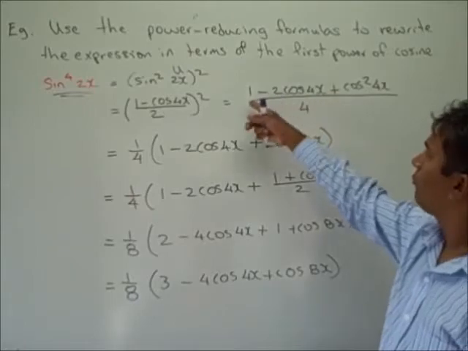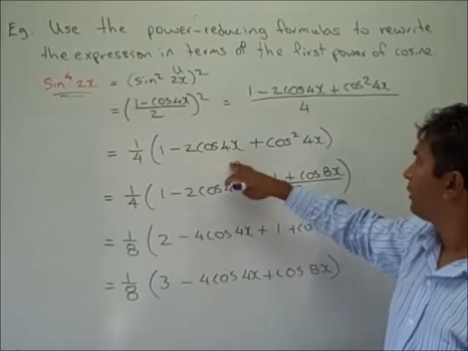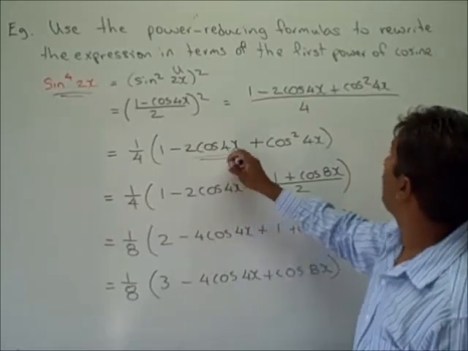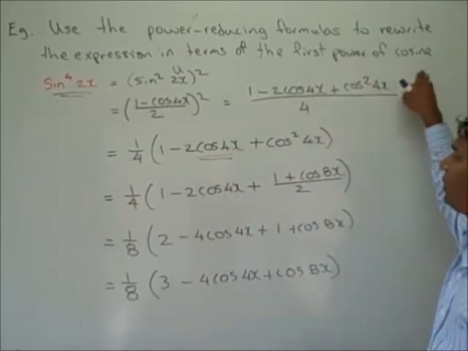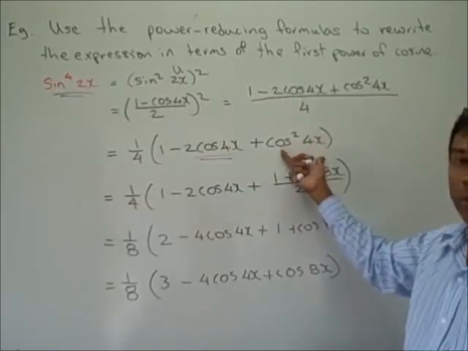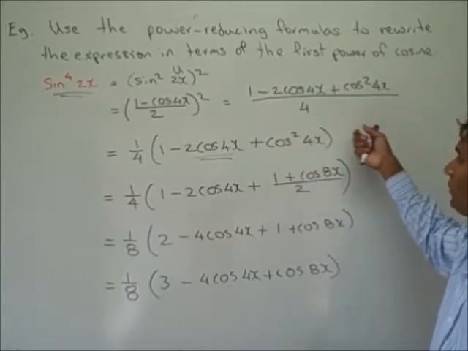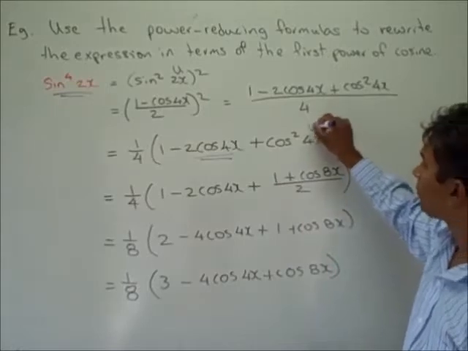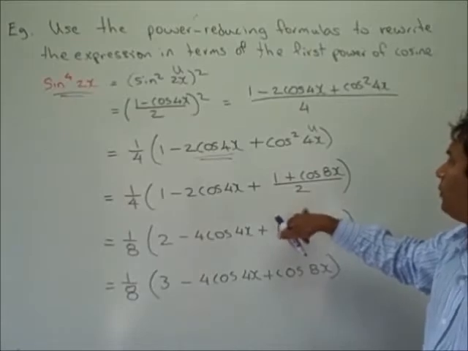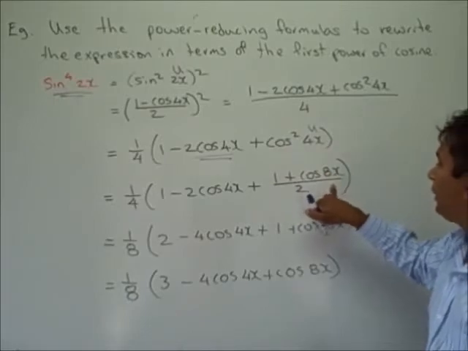If we factor out the 1/4 from all three terms, we're left with 1 minus 2 cosine 4x plus cosine squared 4x. Now here, this piece is already to the 1st power of cosine. But here, this is cosine squared. So we can use our power reducing formula for cosine squared and write it as a single power of cosine. We know for cosine squared u, it's 1 plus cosine 2u over 2. So since this is 4x, this becomes 1 plus cosine of 2 times 4x, which is 8x, over 2.